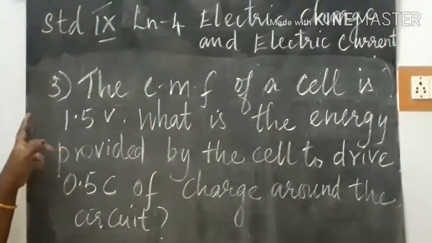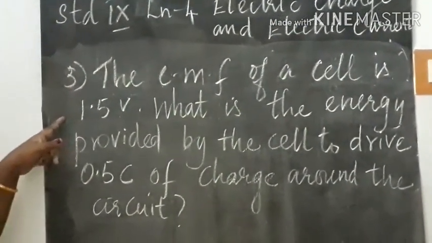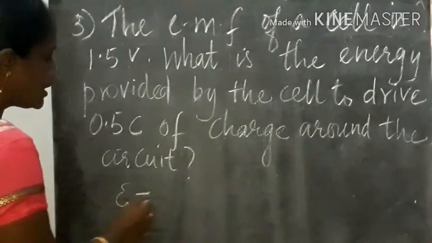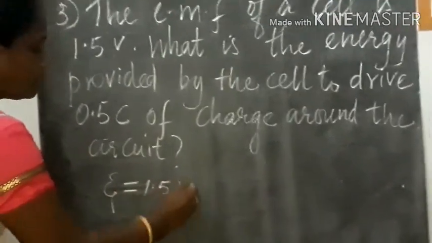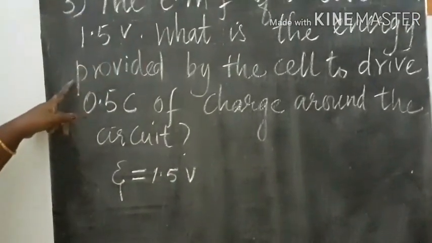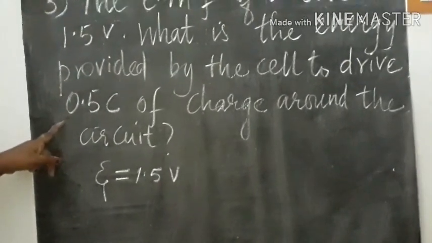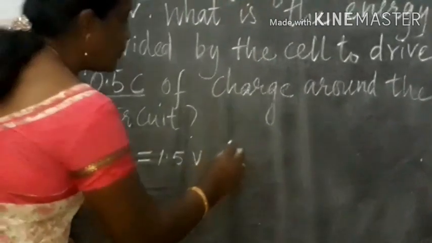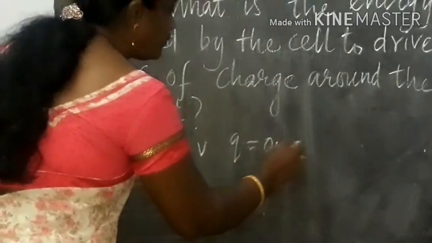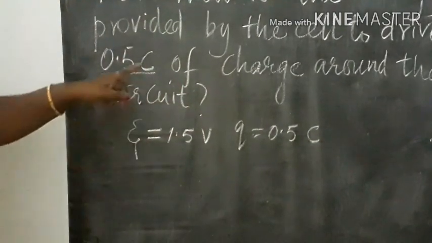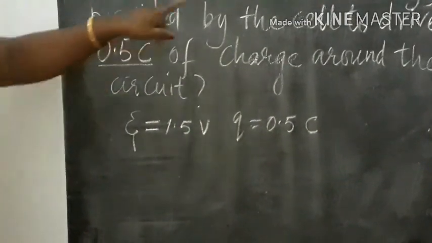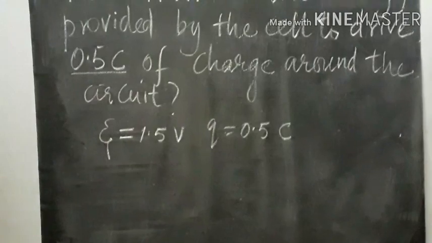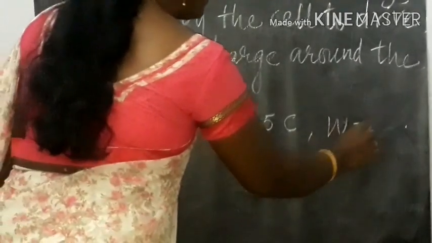Now let us solve this problem. The EMF of a cell is 1.5 volt. So what do you mean by this EMF? That is, epsilon is given as 1.5 volt. And what is the energy provided by the cell to drive 0.5 C? What is this 0.5 C? Which is 0.5 coulomb. So Q is equal to 0.5 coulomb of charge around the circuit. So what is asked to calculate? What is the energy? Energy means work done, isn't it? So we are asked to calculate W.